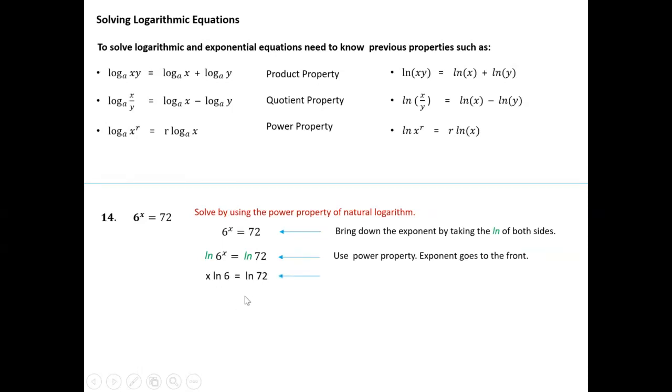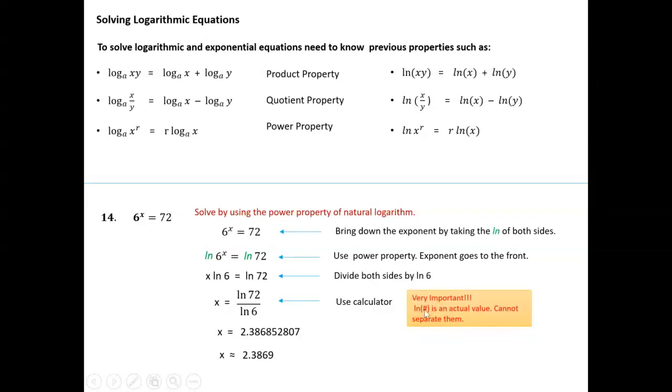Now we divide both sides by the ln of 6. Now we use the calculator. So this is my solution, approximately 2.38685280. I believe most of the time they want you to round off to 4 decimal places. Okay, those squiggly lines mean that this is an approximation because we rounded off. So that's my solution. And we can always also check our work.